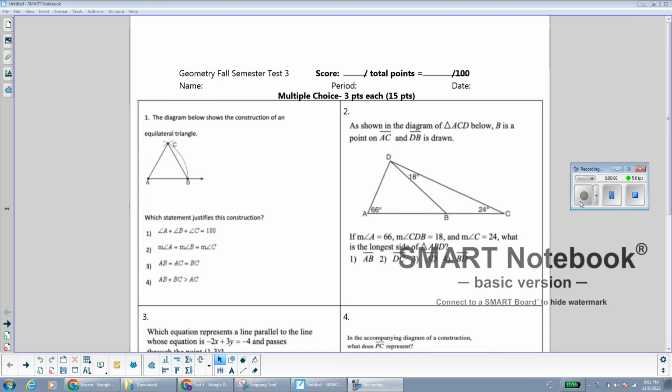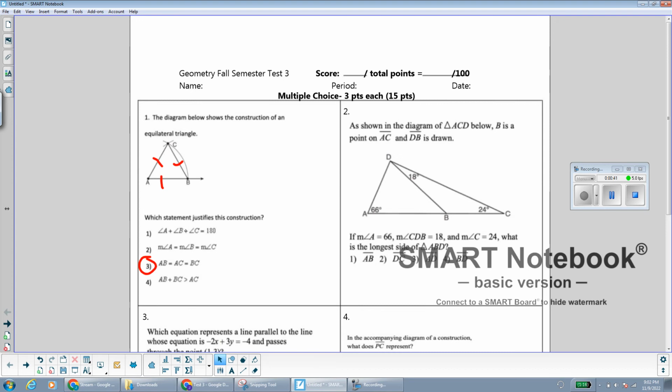In question number 1, it says which statement justifies this construction? In the construction, the side length of AB was copied to make BC and CA. Notice how the arcs are the same length as line segment AB. So the correct answer is choice 3, that all of the sides are equal to each other because the construction marks show that the side was copied to create congruent lengths.